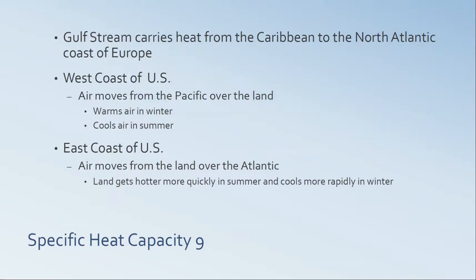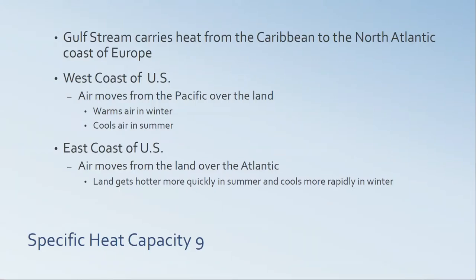This also works in the continental United States as well. In the western part of the United States, the west coast of the United States and Canada, the prevailing winds move air from over the Pacific Ocean over the land. And the Pacific Ocean, the water holds heat. So in the wintertime, it creates a warmer winter because this air, that's relatively warmer than the land, is moving over the land. It also cools the air in the summer. So at this point, the air moving from the water is cooler than the land, so it cools the air over the land. Okay?